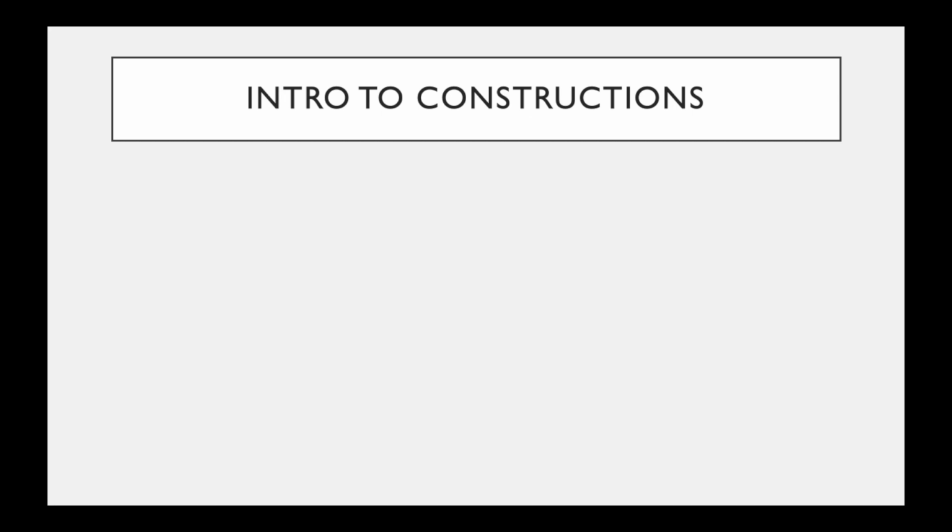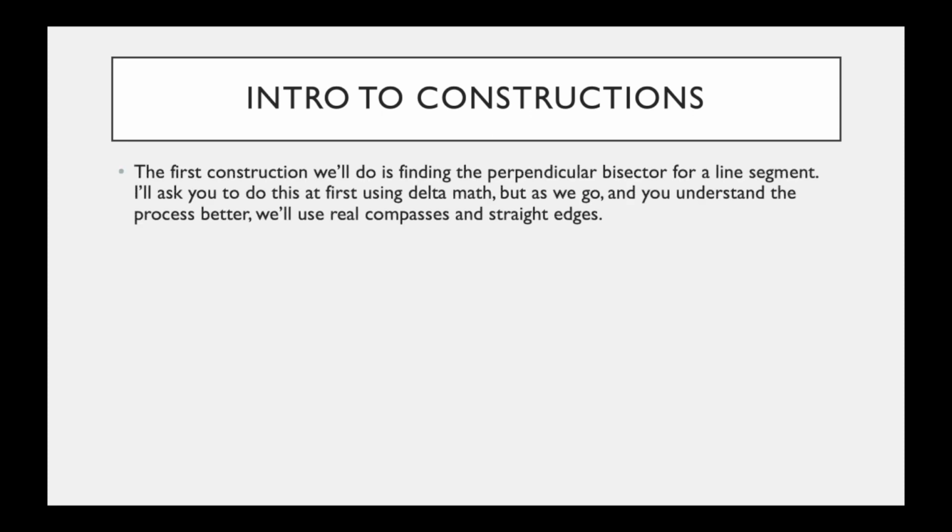Now, I want to make sure that you have all the steps down first, so make sure that you're writing down these steps, and then I'm going to go through it on a sample problem on Delta Math, step by step. If you have any questions, concerns, or extra things you think you should note down, do that as I'm going through this. So, the first construction that we're going to be looking at is creating a perpendicular bisector for a line segment. We're going to do this using Delta Math first so that you understand the process. Once you have the process down, I'm going to start asking you to do it using a real compass and a real straight edge. So here are the steps for constructing a perpendicular bisector.